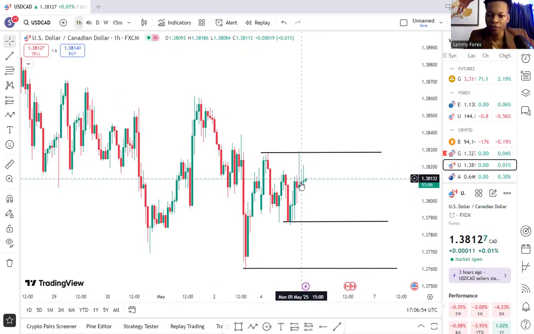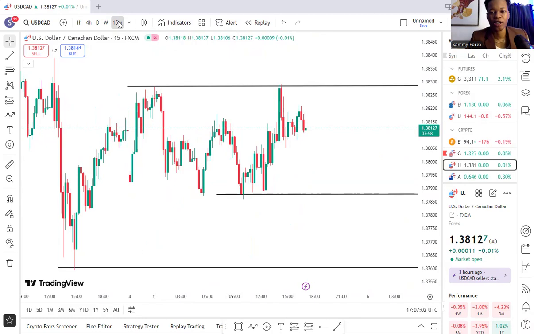Giving you very heavy rejections, showing that the sellers want to take over the market. So what you have to do is go down to your 15 minutes time frame to catch the early reversals. On your 15 minutes time frame, if you notice, there was a huge momentum push up to this high level.